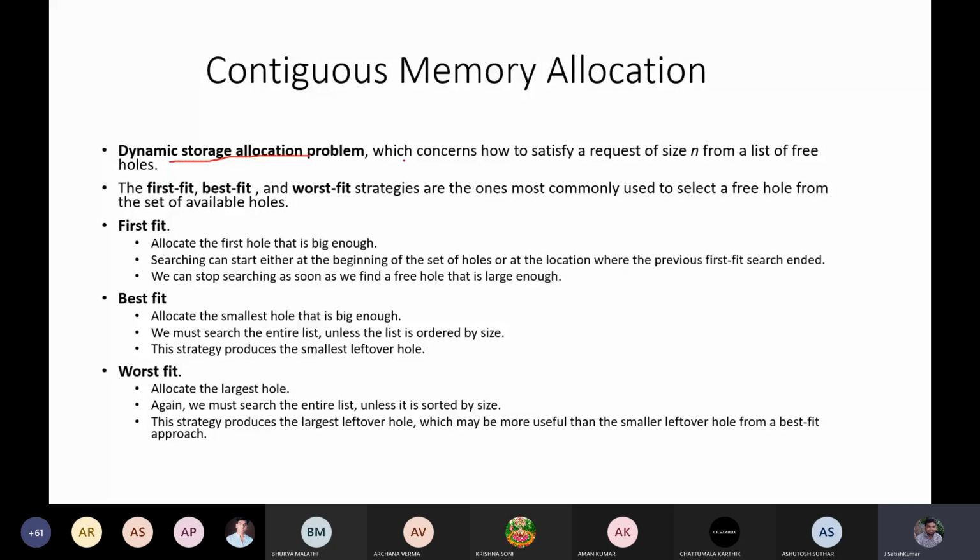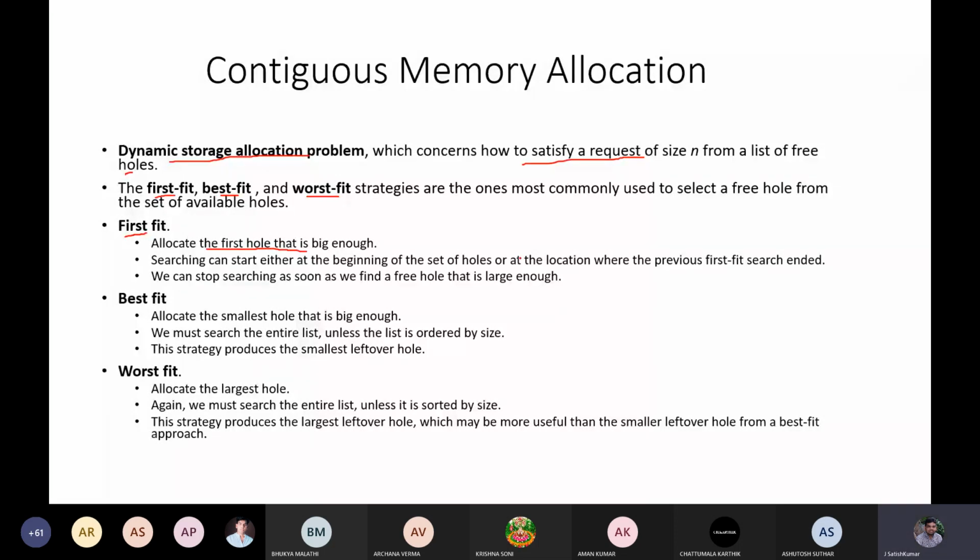The dynamic storage allocation problem is concerned with how to satisfy a request of size n from a list of free holes. We have three strategies, first fit, best fit, and worst fit, that are commonly used to select a free hole from the set of available holes. First fit says to allocate the first hole that is big enough. So you keep searching through the available blocks, and for the particular process, whenever you see that a block will fit, then you allocate it.